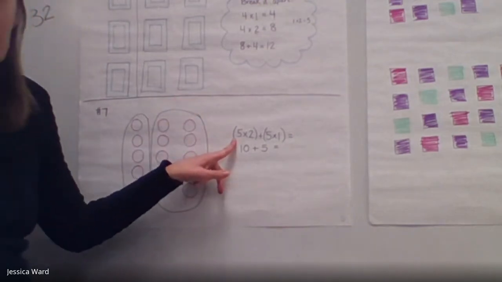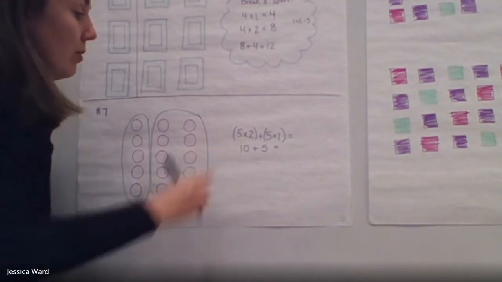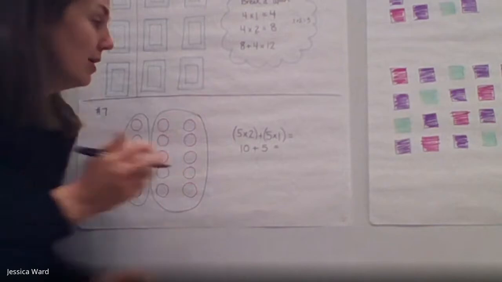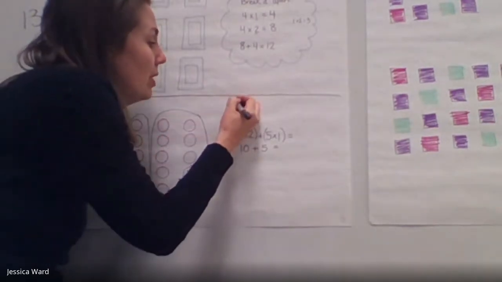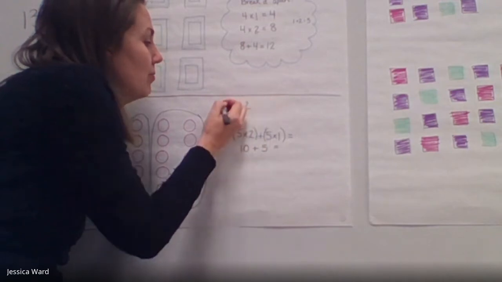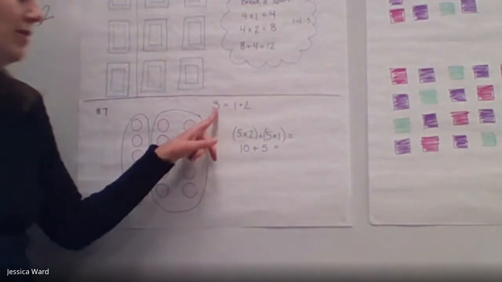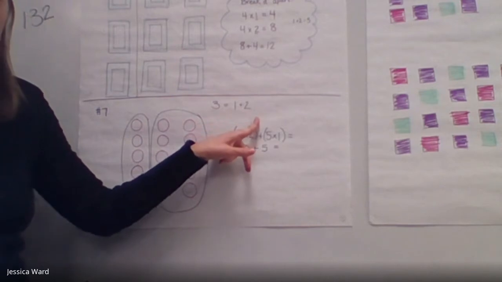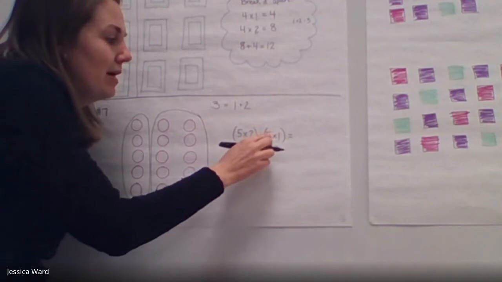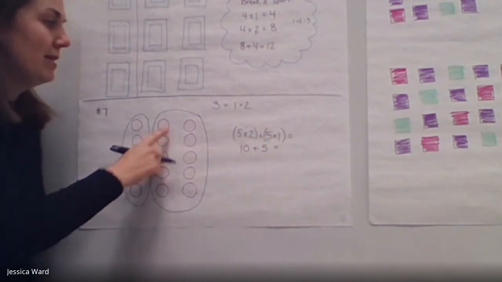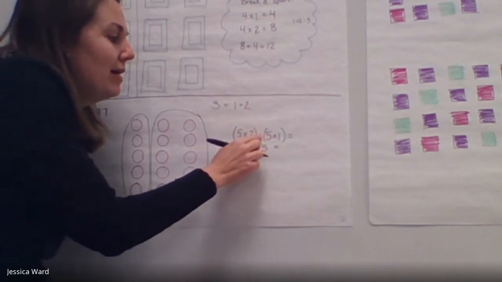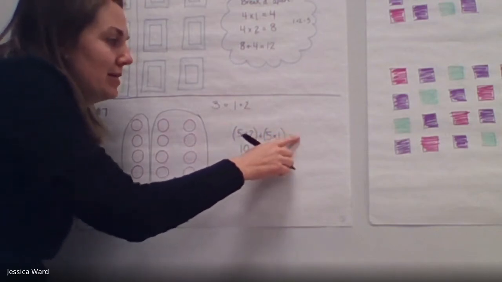Now, when we're writing out the distributive property, we'll use these parentheses to go ahead and show how we're grouping our numbers. So I took 1 and 2, and I know that 3 is the same as 1 plus 2. So first, I'm going to take my 5 and multiply it by 1. So I have 5 times 1. Then I'm going to take my 5 and multiply it by 2. 5 times 2. I add them together to get my answer.